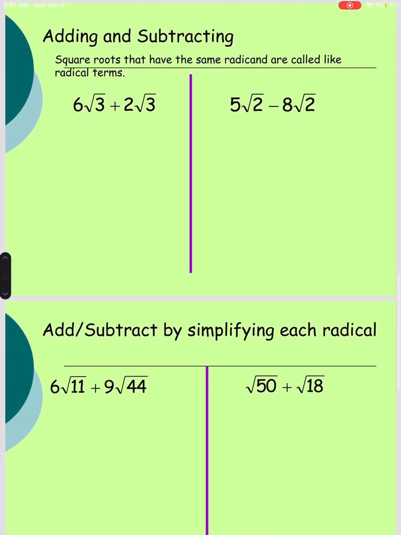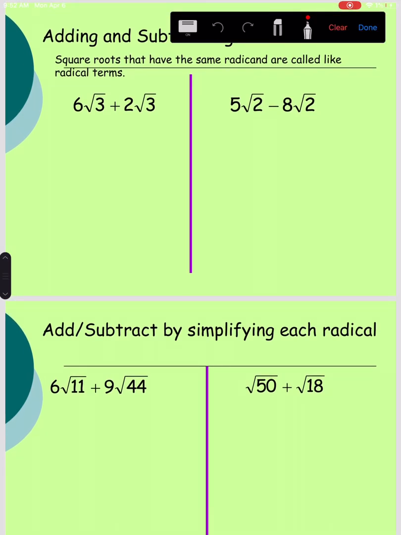Now, adding and subtracting, we talked about this before spring break. You can only add and subtract radicals if the number underneath the radical, the radicand, is the same number. If it is, then you'll just add or subtract the numbers on the outside, and the radical tags along. So 6 radical 3 plus 2 radical 3, they're both the square root of 3, so we can add them together. So really we're just going to add the 6 and the 2 together to get 8 radical 3.